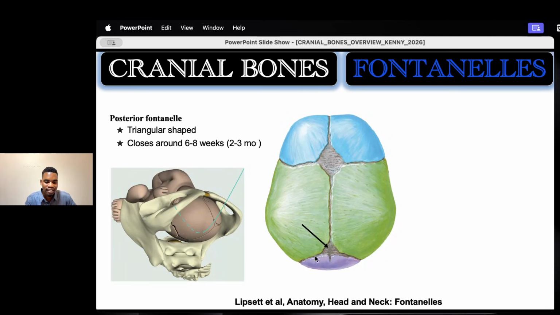The posterior fontanelle is triangular. The anterior fontanelle was diamond shaped. The posterior fontanelle is triangular shaped, and it closes earlier than the anterior fontanelle, and it closes about 6 to 8 weeks, not months, weeks, which when we convert is 2 to 3 months. The posterior fontanelle is very important for monitoring the process of labor.